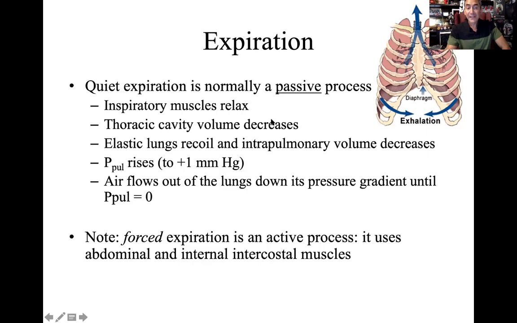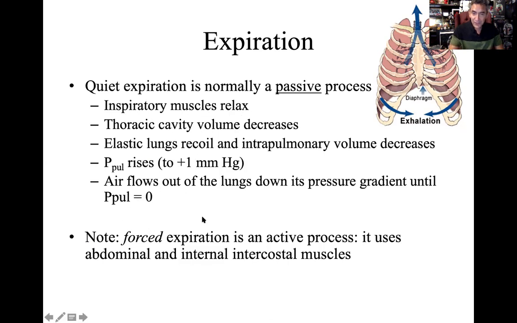Inspiratory muscles relax, thoracic cavity volume decreases, which means intrapulmonary pressure will increase. So we go to a positive one. Air flows out of the lungs down its pressure gradient until intrapulmonary pressure is equivalent to zero. Now this is just quiet, passive expiration.